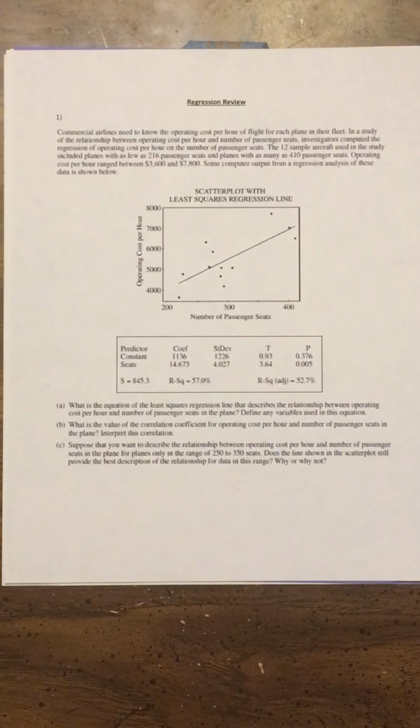Commercial airlines need to know the operating costs per hour of flights for each plane in their fleet. In a study of the relationship between operating costs per hour and number of passenger seats, investigators computed the regression of operating costs per hour on the number of passenger seats. The 12 sample aircraft used in the study included planes with as few as 216 passenger seats, and with planes that have as many as 410 passenger seats. Operating costs per hour ranged between $3,600 and $7,800. Some computer output from the regression analysis of this data is shown below.